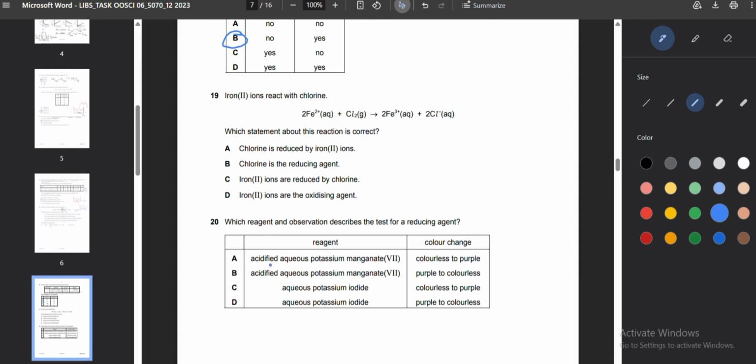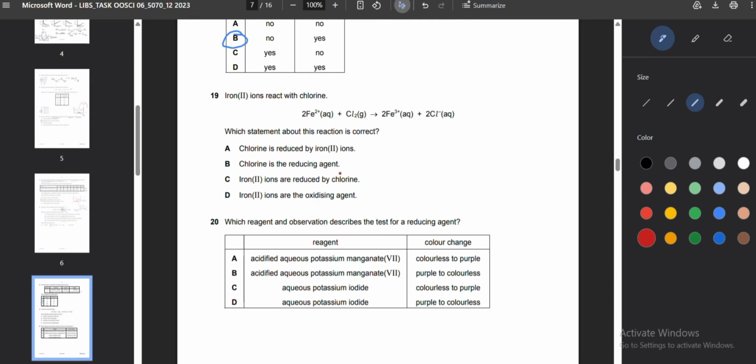Question number 19 is that iron 2 reacts with chlorine. Which statement about the reaction is correct? Chlorine is reduced by copper 2 ions. Chlorine is the reducing agent. Iron 2 ions are reduced by chlorine, and iron 2 ions are the oxidizing agents.